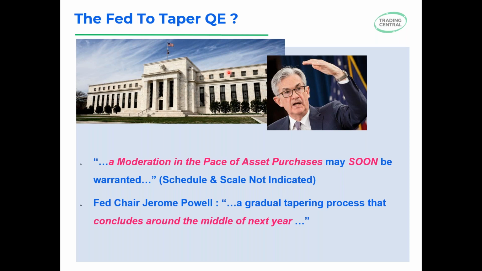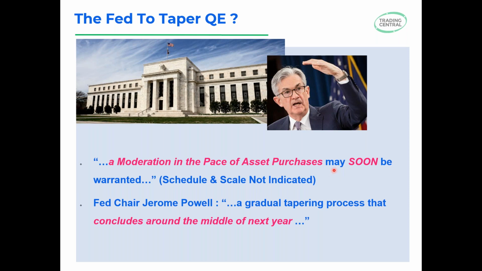In the Fed's latest policy meeting, they decided to keep the key interest rate at near zero level. At the same time, the market focus was on whether the Fed will cut the bond purchase every month. You know, every month the Federal Reserve buys $120 billion worth of treasury bonds and mortgage backed securities. Now they are talking about a moderation. It means they will scale back the buying. But they only say that it will happen soon, and they have not put out a concrete schedule or scale. How much are they going to cut?